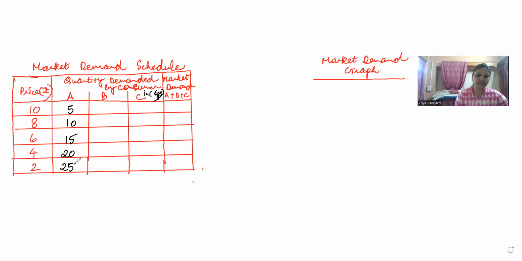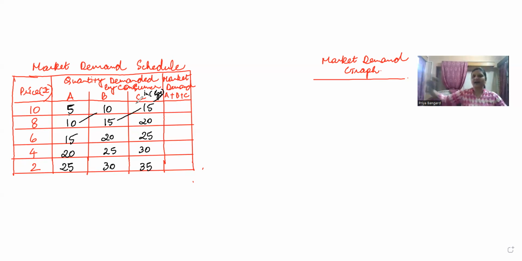Okay. B consumer ka 10 se start kar lo. So 10, 15, 20, 25 and 30. Okay. And C consumer ka 15 se start kar lo. 15, 20, 25, 30 and 35. Better to be in this table because humko dhyan rahega ki price kaise 10, 8, 6, 4, 2. 2 ka gap rakha. Bas initial 5 rakho: 5, 10, 15, 20, 25. Fir ye 10 idhar kar diya: 10, 15, 20, 25, 30. Aur fir 15 idhar le diya.